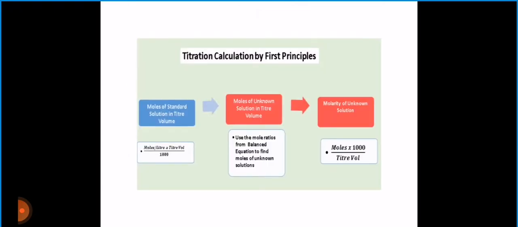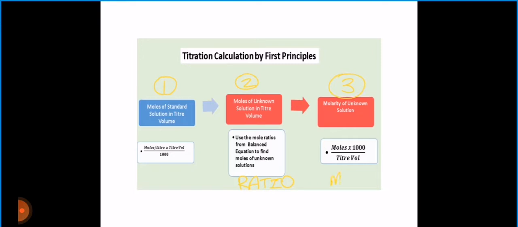So just before we do the calculation, I'm just popping in this flow chart here to help you with your titration calculations by first principles. So the first thing you'll always do is you will find the moles of your standard solution in the titre volume. So the standard solution is the solution that you know. Then you find the moles of your unknown solution in the titre volume, and I would say the key thing with step 2 is just use your ratio. And for part 3 then, you find the molarity of your unknown solution.